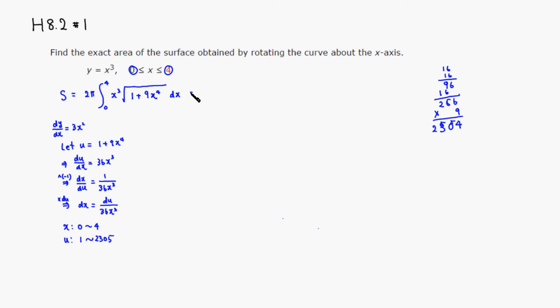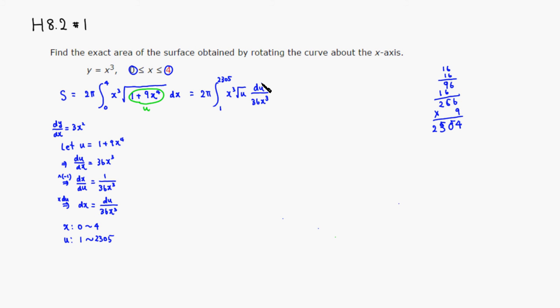So this is going to be equal to, you have 2 pi, and you're going from 1 to 2,305, and then you have x cubed. I'm going to leave that, and here we decided to call this guy u, so you're going to have a square root of u. Then dx is the same thing as du over 36 x cubed.